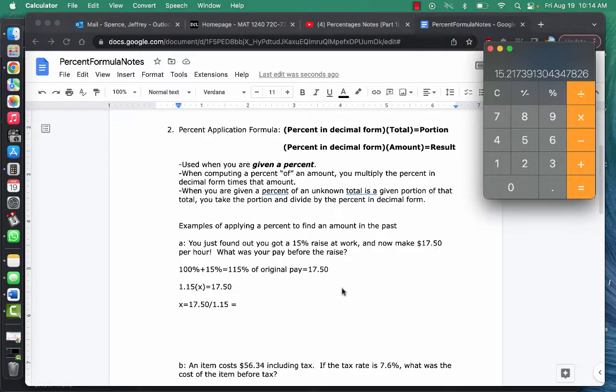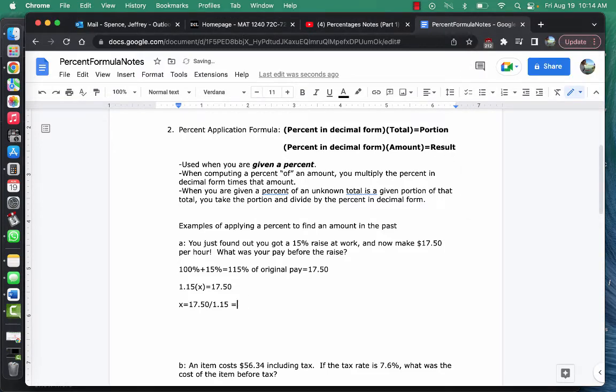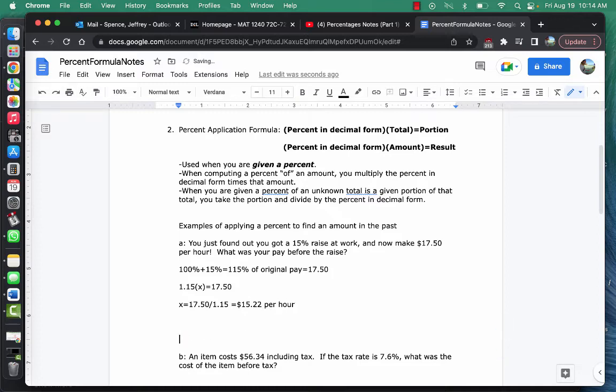So it's going to be $15.22. That 7 rounds that one up to 22 cents. So $15.22 per hour. That's the first result there.